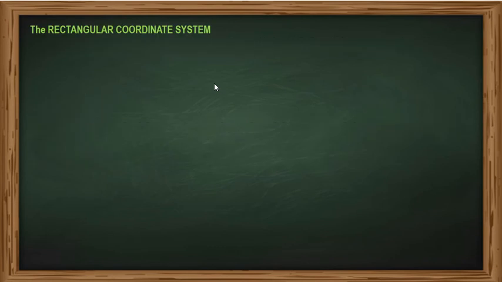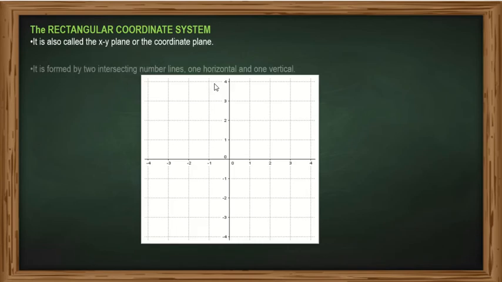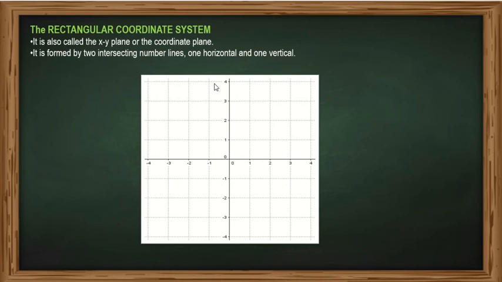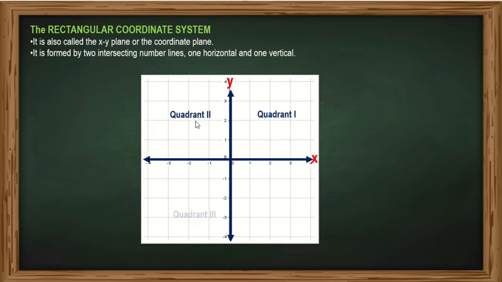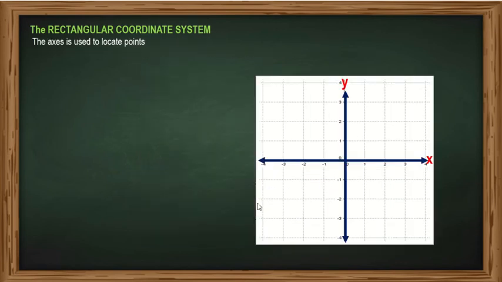The rectangular coordinate system is also called the xy plane or the coordinate plane, and it looks like this. It is formed by two intersecting number lines, one horizontal line called the x-axis and one vertical line called the y-axis. The axes divide the coordinate plane into four regions called quadrants. This is our first quadrant, our second quadrant, our third quadrant, and our fourth quadrant. The axes are also used to locate points.